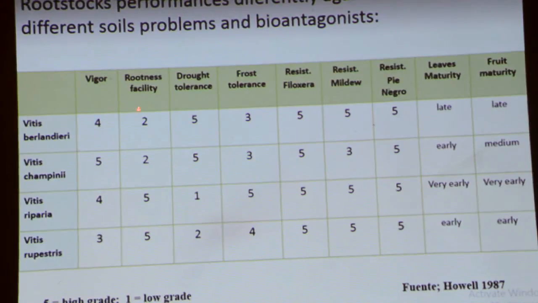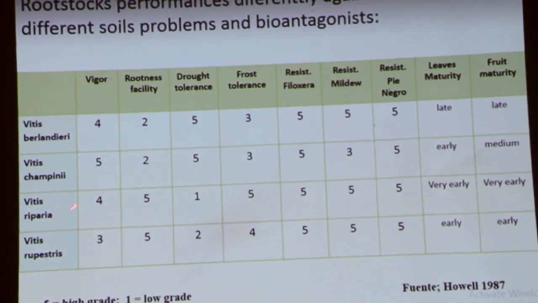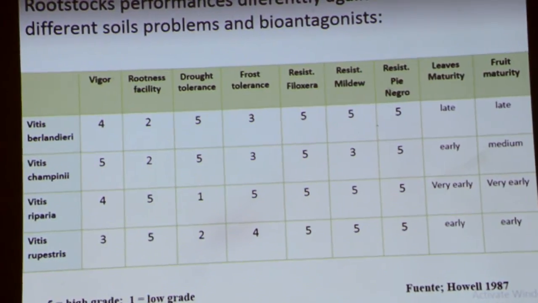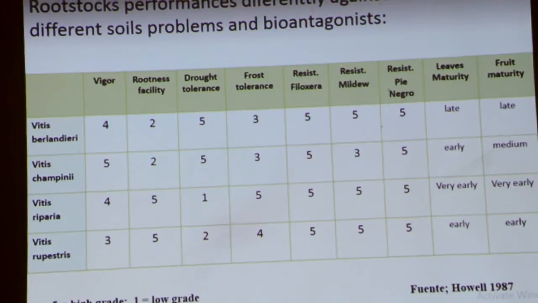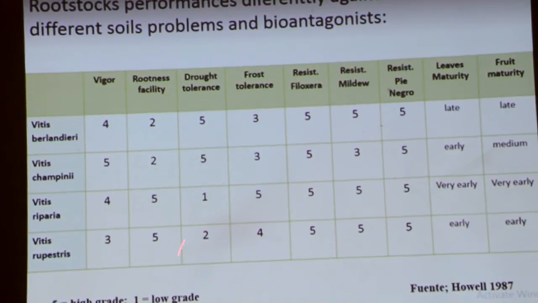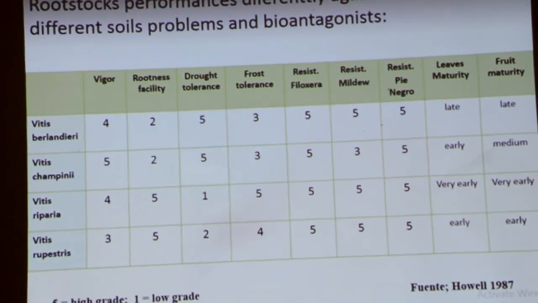And the rooting facility is different in the species, so the selections coming from these two will be easier to get plant production in the nurseries. And it will be different from all the selections coming from these species.